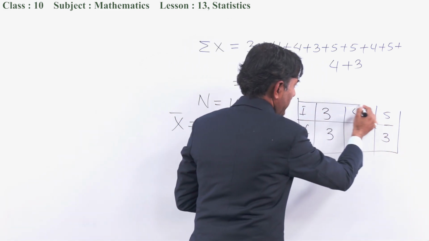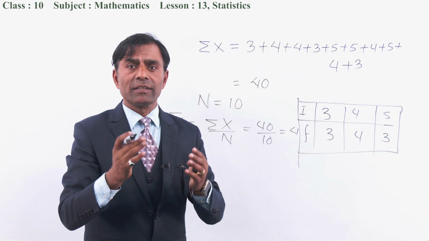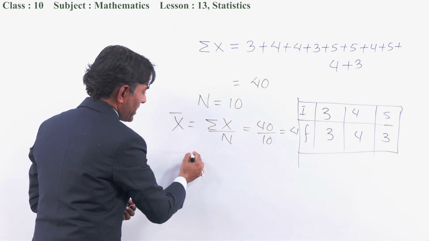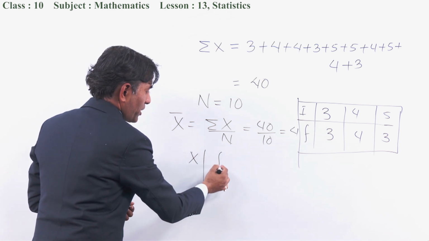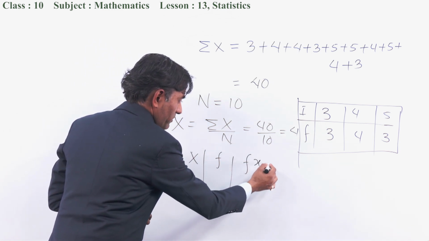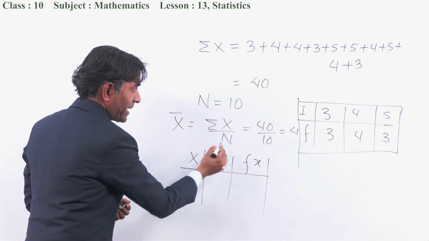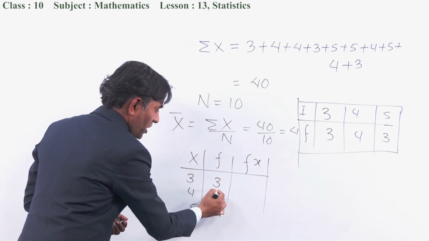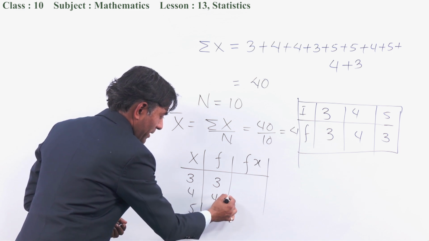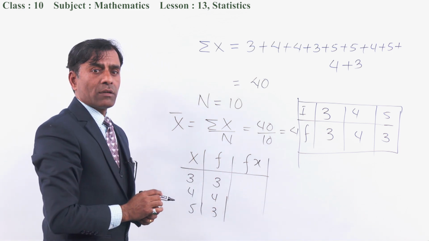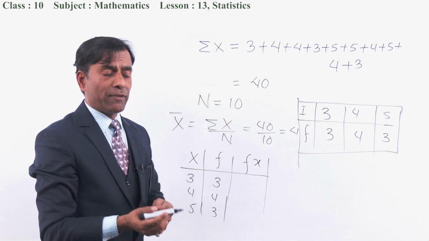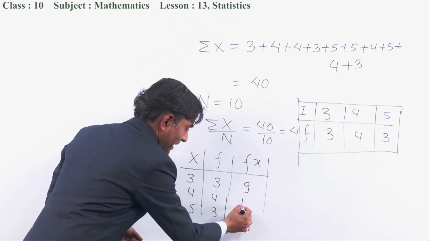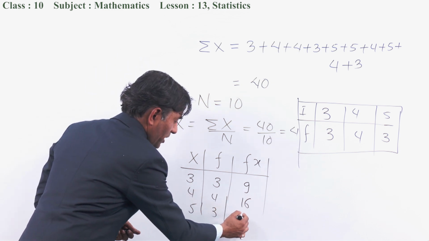Then how to find mean for discrete series? Look at here. If we have to find the mean of a discrete series, the given item is considered x, and then frequency f, and we'll find fx. After that, x is how much? 3 and 4 and 5. Frequency 3, 4 and 3. Now x value multiply with f value. So 3 multiply with 3, this is 9. 4 multiply with 4, that is 16. 5 multiply with 3, that is 15.